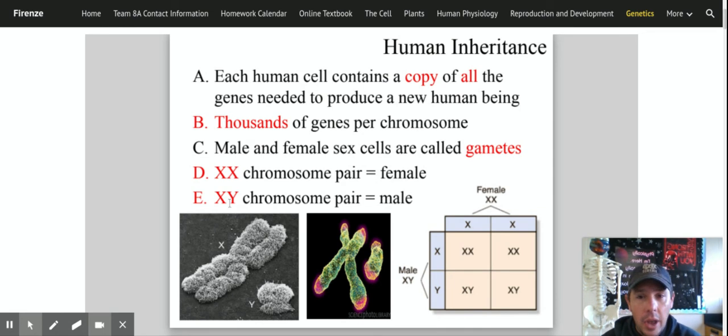Dad has an X and a Y chromosome. So now, if dad gives you the X chromosome, you become a girl. If dad gives you the Y chromosome, you become a boy. Okay? You can see the Punnett square here, which shows this. So mom can only give X chromosomes. She doesn't have a choice. Dad gives an X or a Y. So that means every time a couple has kids, there's a 50-50 chance you are going to be either male or female, and that trait comes from your dad.